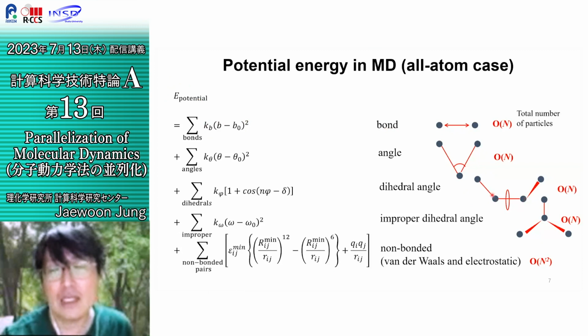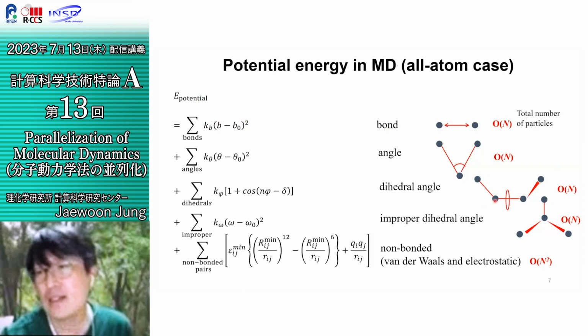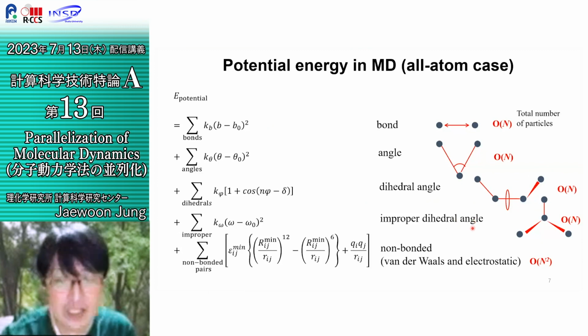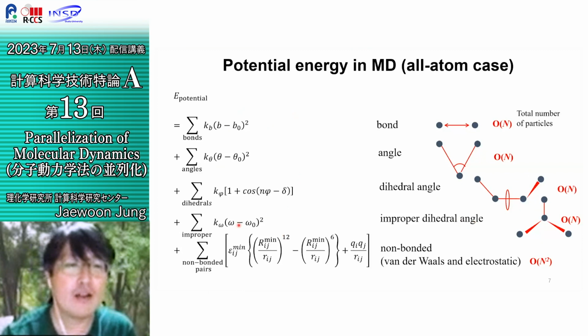Dihedral angle is the angle between the plane formed by the first three particles and the plane formed by the last three particles. So these first three particles make one plane, and the next three particles also make a plane. Between the two planes, we can evaluate the angle, and from such an angle we can evaluate the dihedral angle energy term, and also the improper dihedral angle term. These we name bonded interactions.